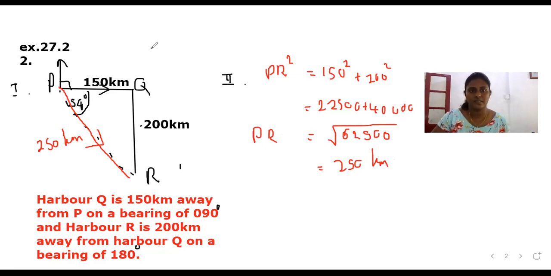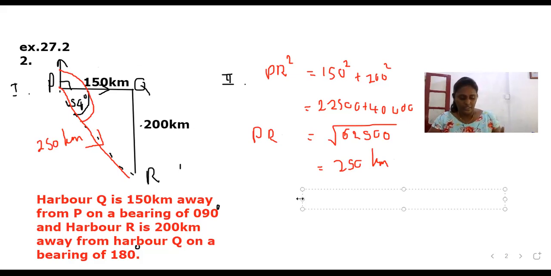Now we know the distance. Then how to calculate the angle? 90 plus 54. Now R is 250 kilometers away from P on a bearing of 144. How does 144 come? 90 plus 54. Because we are considering P, from P to harbor R, it is asked. So considering P, towards the north direction clockwise, we want to consider the angle. Then we can have the answer in this way.